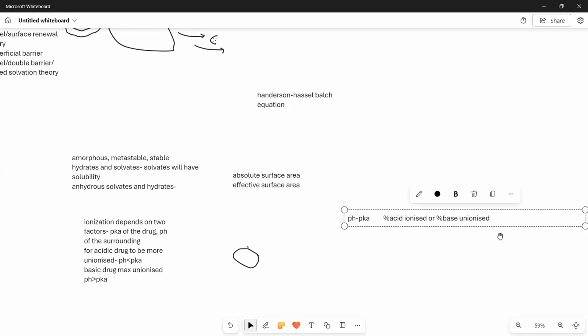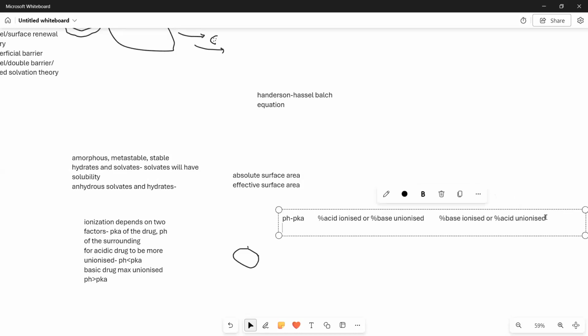The next one is the same in reverse: the percentage base ionized, or percentage acid unionized. So basically, if the difference is 4, then the value here comes as 99.99, and here it comes as 0.01.